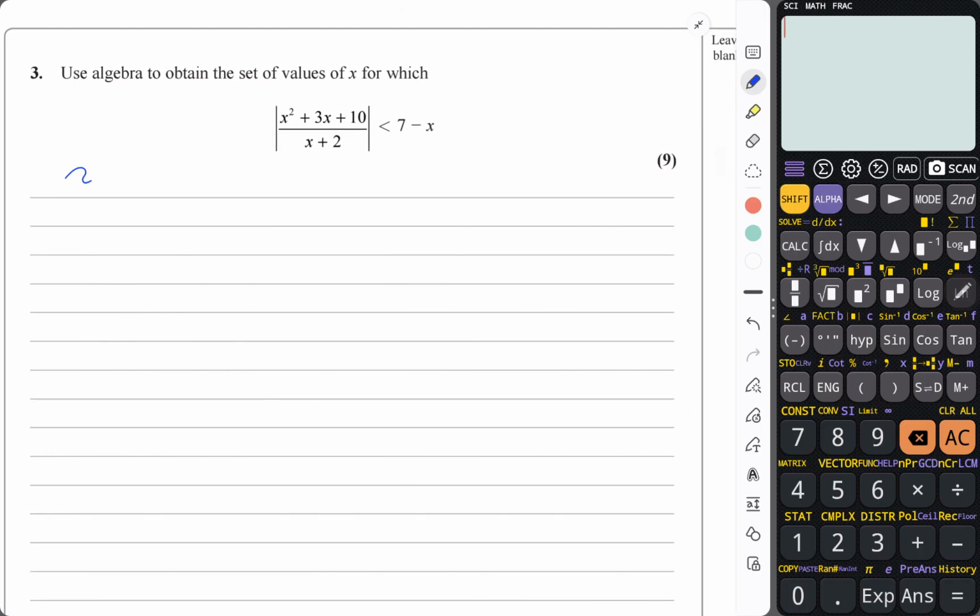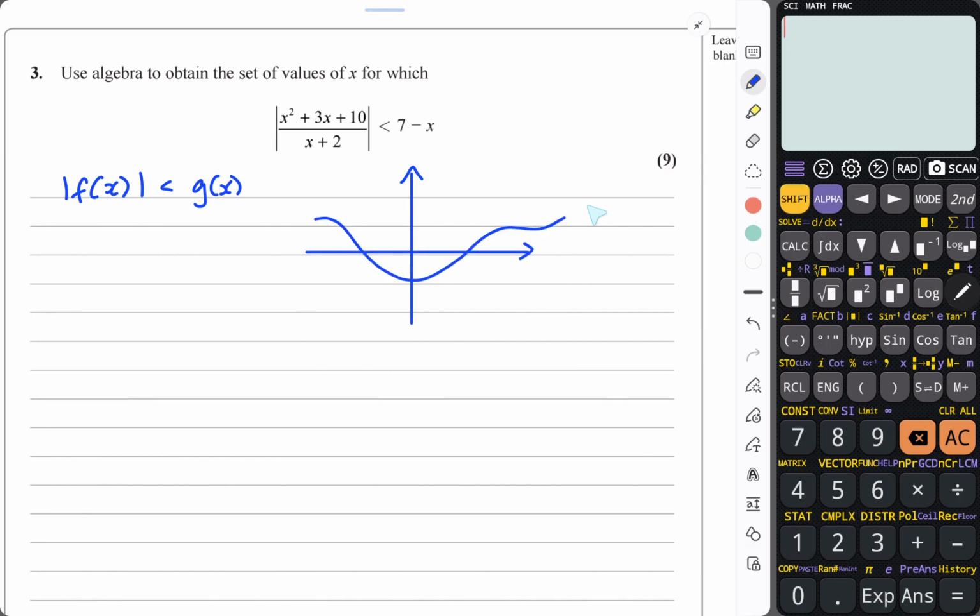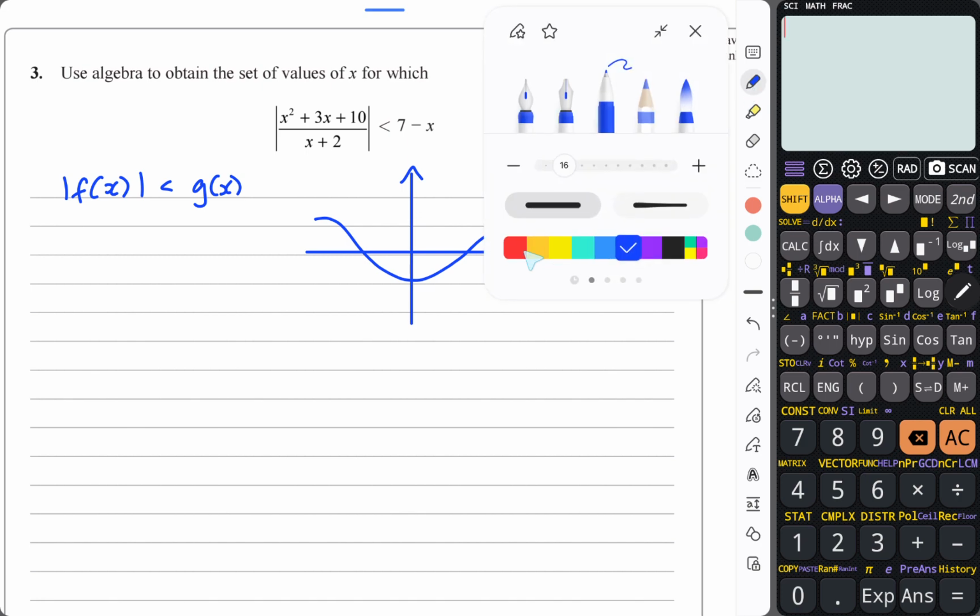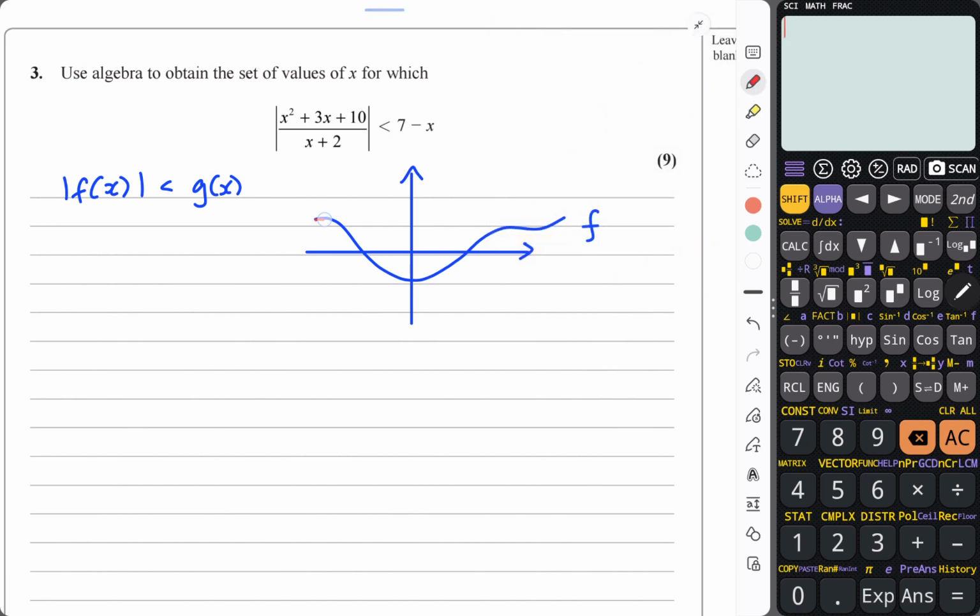You've got to be quite careful with modulus inequalities. So if I've got a modulus less than, let's say, g of x, let's figure out what this means graphically. I want to figure out what it means with some numbers. If I draw a function like this, which I'm going to call f, then the modulus of f is going to have the same values when it's positive and then reflected when it's negative, something like that. So that'll be the modulus of f.